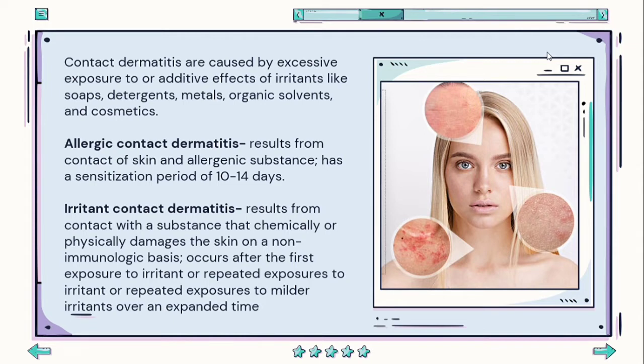Irritant contact dermatitis results from contact with a substance that chemically or physically damages the skin on a non-immunologic basis. It occurs after the first exposure to an irritant or repeated exposure to milder irritants over an extended period of time. This painful rash tends to come on quickly in response to an irritating substance. Common irritants include detergents, soap, cleaners, and acid.